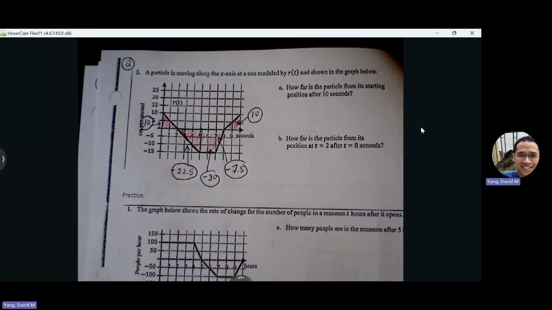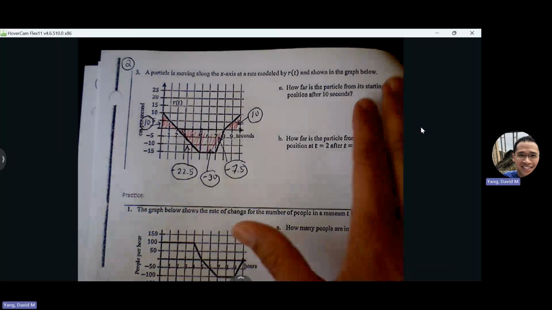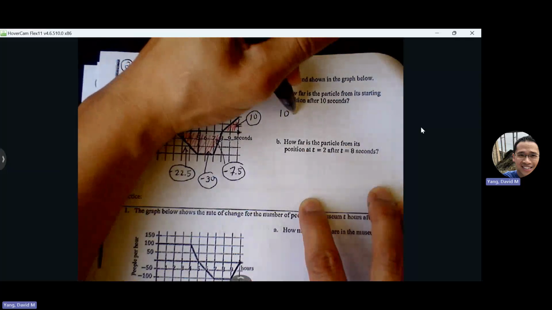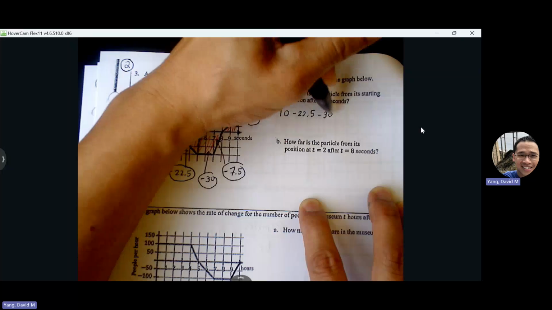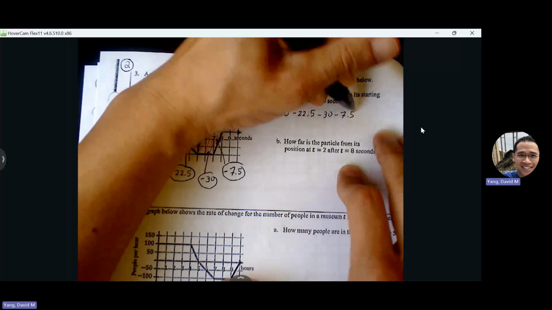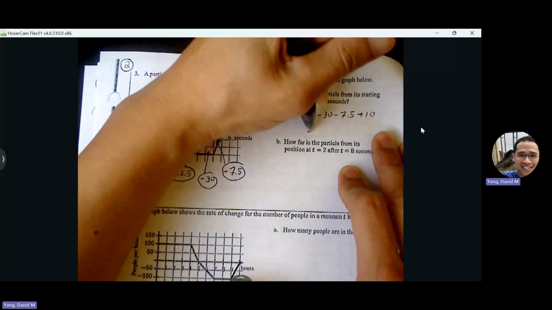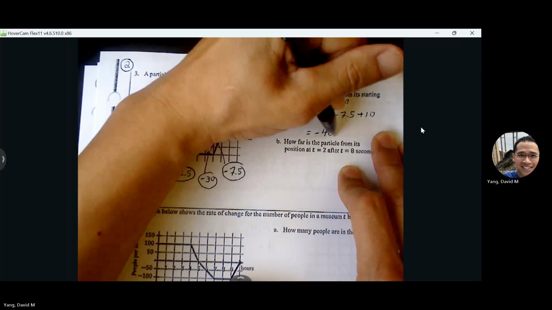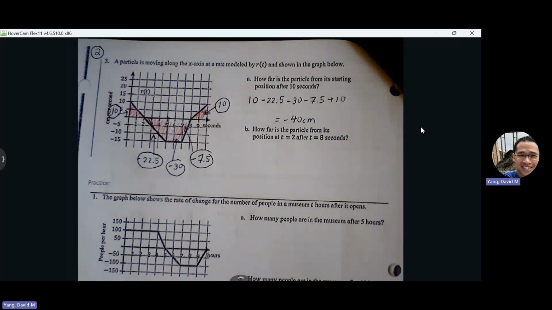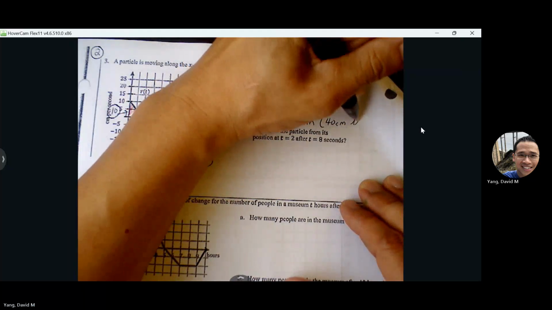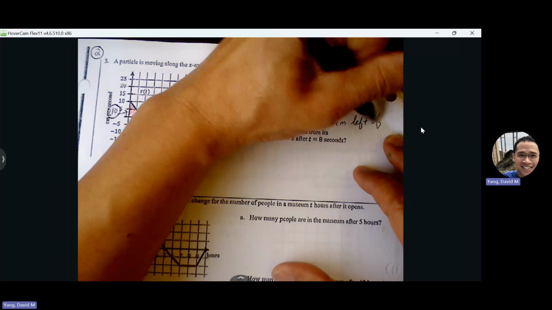So how far is the particle from the starting point after 10 seconds? We just accumulate all these values. So he moves 10 to the right, 22.5 to the left, another 30 to the left, another 7.5 to the left, and then 10 to the right. Okay, so if I do the math for us here, this ends up being negative 40. So that indicates he's going to end up 40 centimeters left of the starting point.